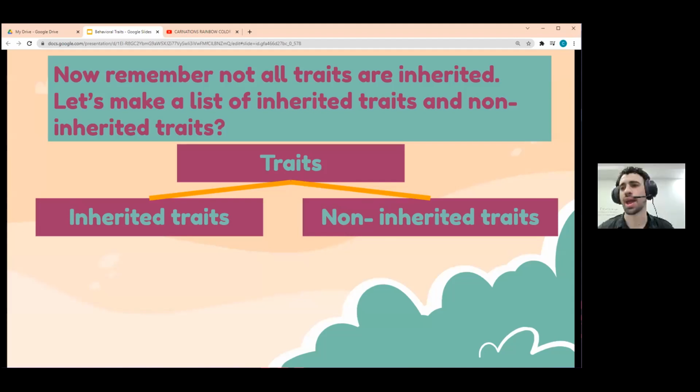Our parents. Does anyone have a guess of where non-inherited traits come from? Moon, where do non-inherited traits come from? Your friend. Your friend, your environment, right? Your environment. Okay. Let's say Moon breaks her leg. Her broken leg wasn't inherited. That happened because maybe she fell in her environment. Okay.